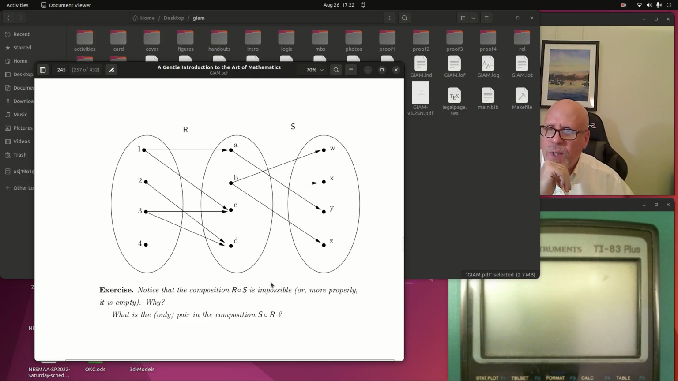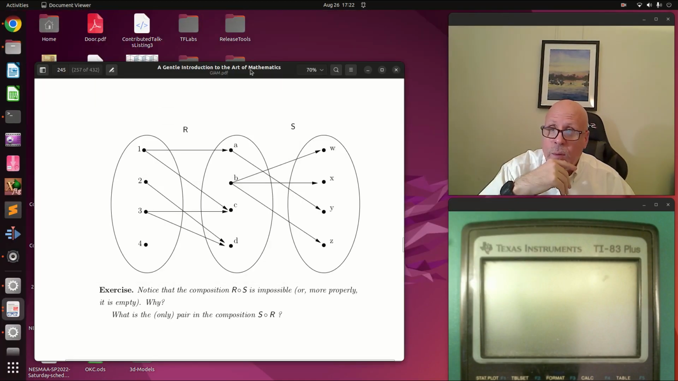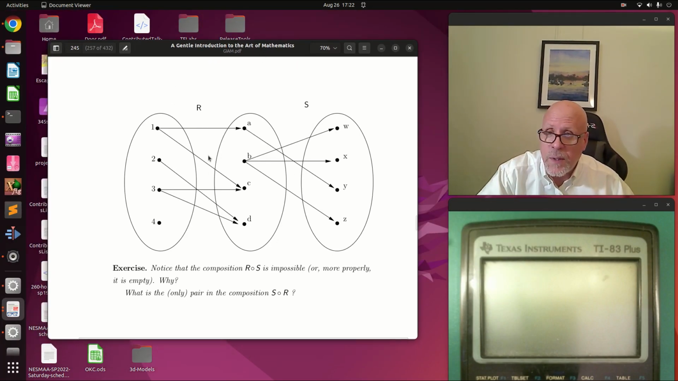So look at this exercise from the book. It asks us, well, first of all, it sets up a couple of relations and three sets. Let me just quickly review what's going on here. The first set A has numbers in it: 1, 2, 3, 4. The second set has early alphabet letters, A through D, and the third set has late alphabet letters, W, X, Y, and Z. And then we've got relations, R going from the first to the second, and S from the second to the third.